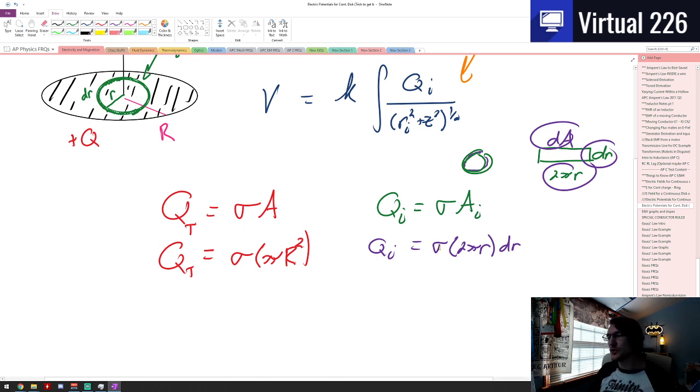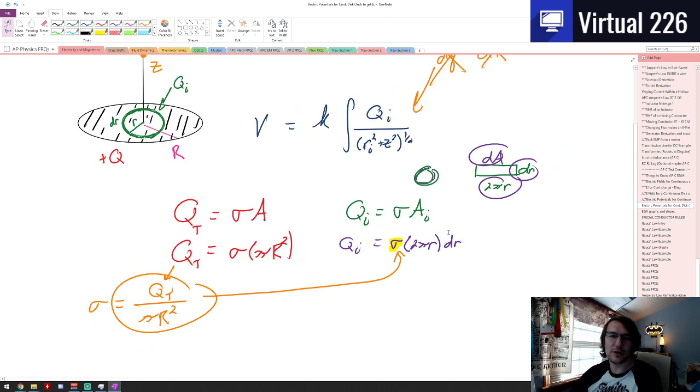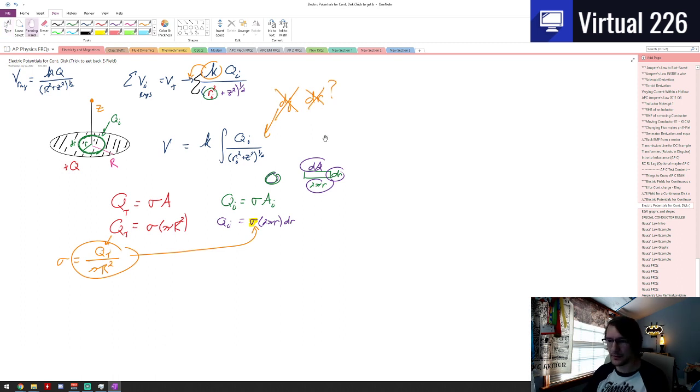And what's going to be really cool is I can actually get rid of this sigma. I can keep it around if I wanted to. There's no problem there. But I can actually get rid of it as well. I know what sigma is if I know what the total charge is. I know sigma is just going to be equal to the total charge, Qt, divided by pi big R squared. So I can take this value and plug it here. I could have left that as sigma, I really could have, but I'm going to change it.